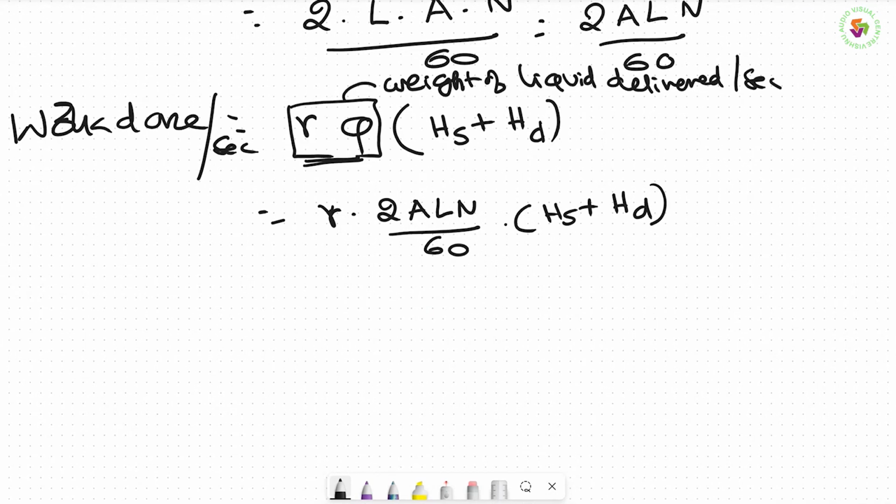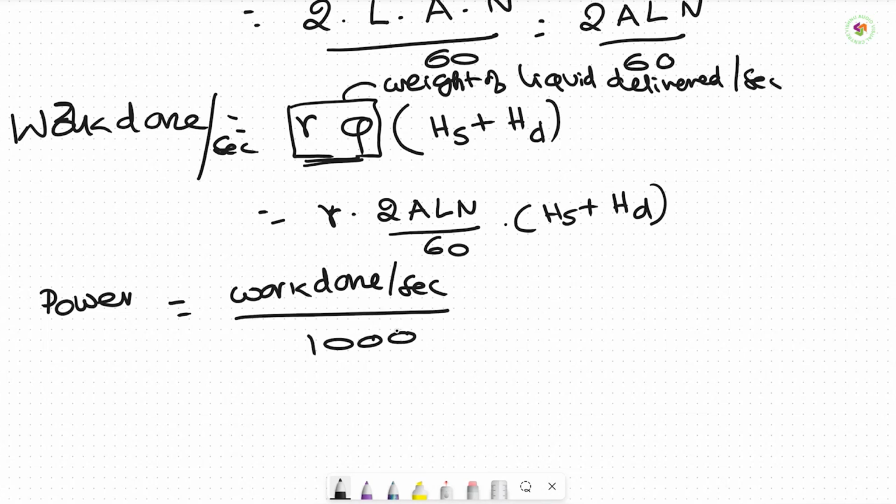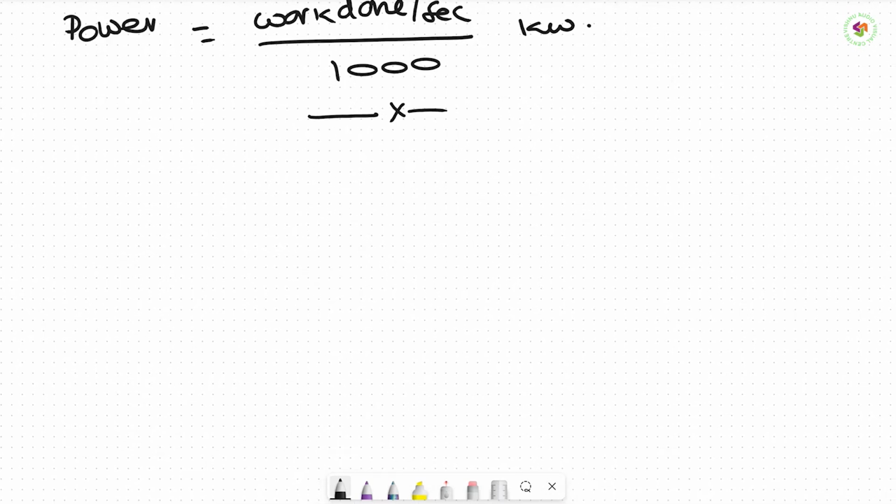And if you want the power, then naturally work done per second by 1000 kilowatts. That's it. So this completes the next thing. Again, a short note on very, very important things. I will take it up.